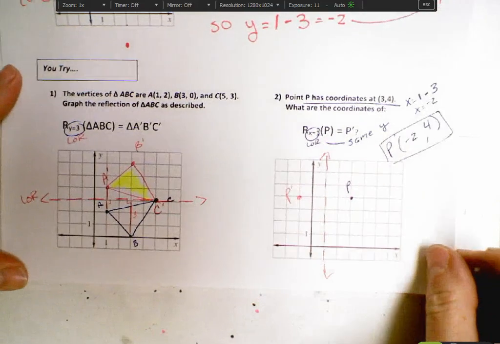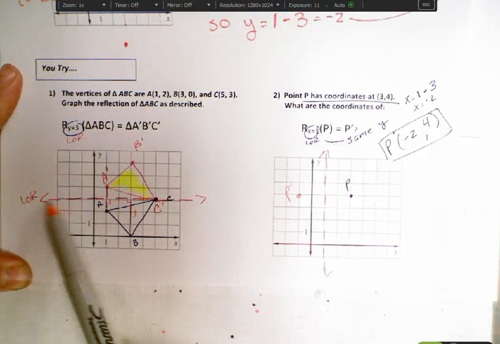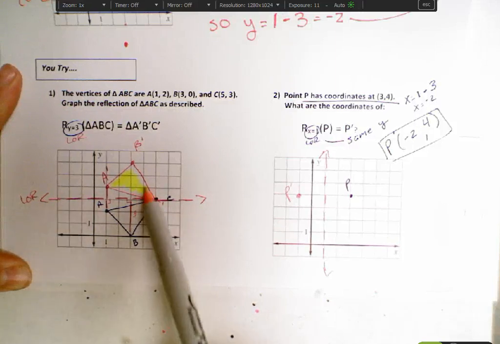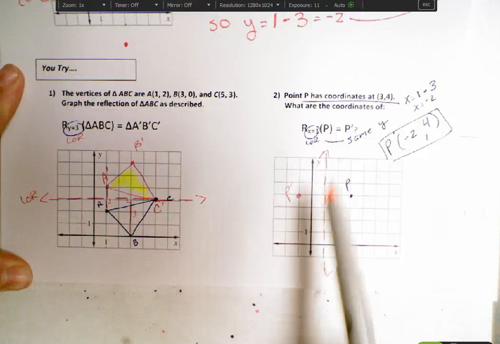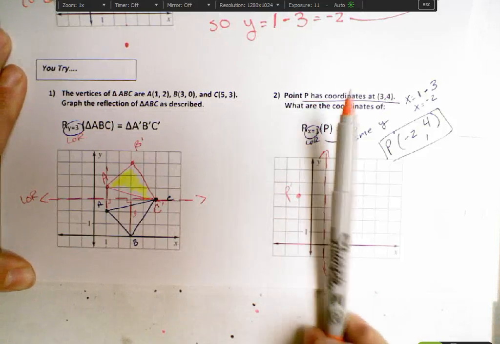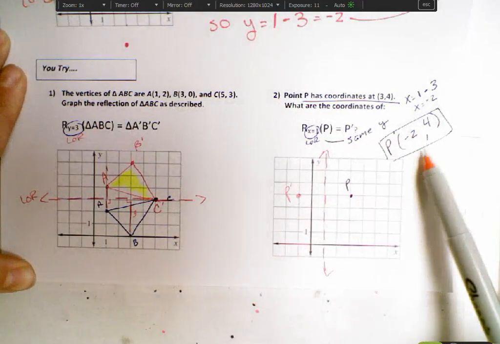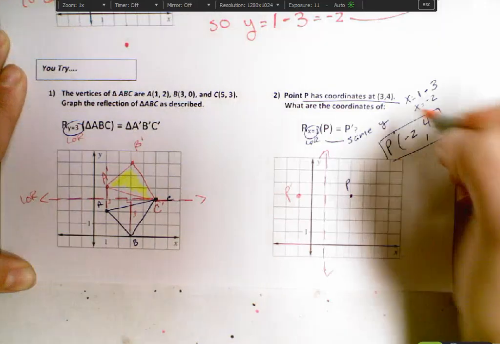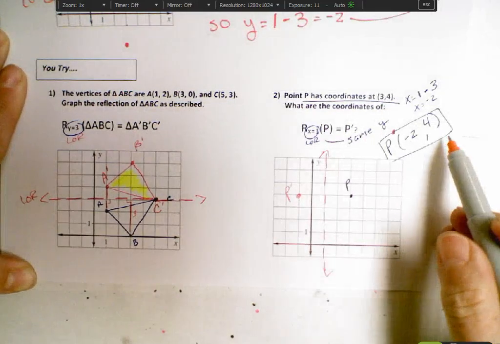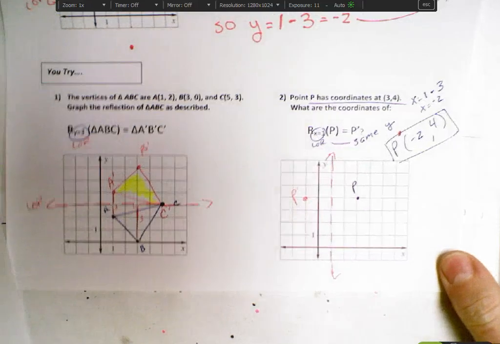Okay, there are the answers for 1 and 2. 1 should be reflected over this horizontal y equals 3, so you should get an image above here. And since we're reflecting this point over x equals 1, it's a vertical line, so my y doesn't change. My x changes, and you should get the point P prime, -2, 4. If you did not get that, pause now. Make sure you understand what's going on. Fix your work.